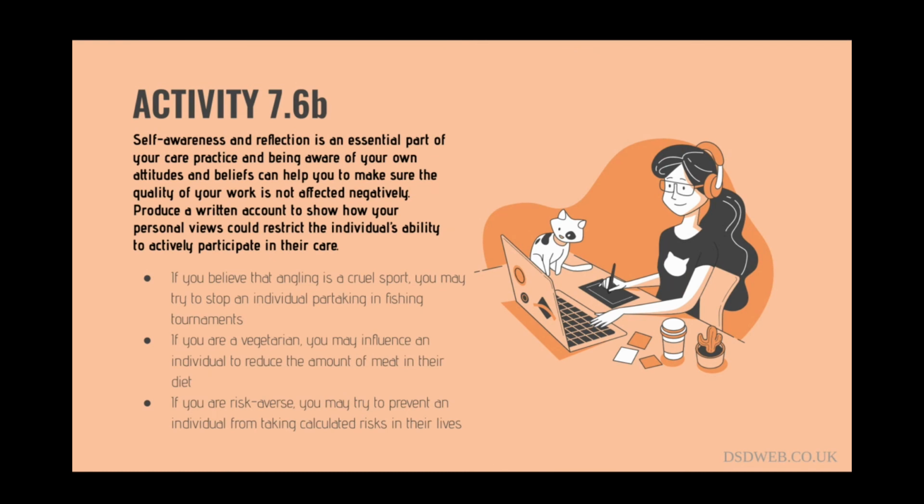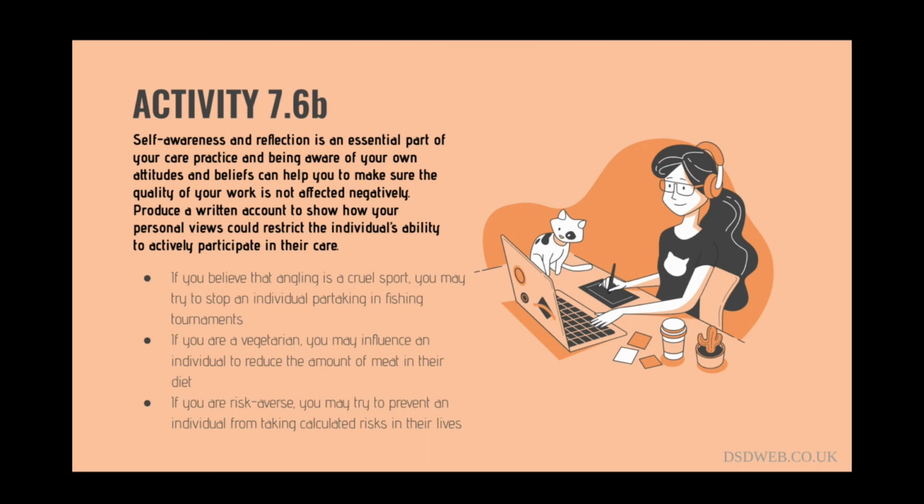We all have our own personal views, however, it is important that we are aware of them so that they do not influence the quality of support that we provide. Activity 7.6b asks you to write a written account of how your personal views could restrict an individual's ability to actively participate in their care.